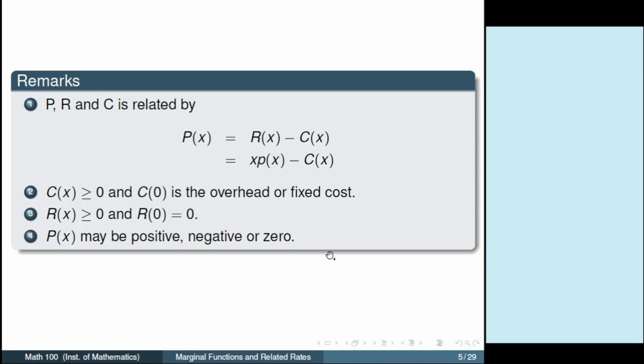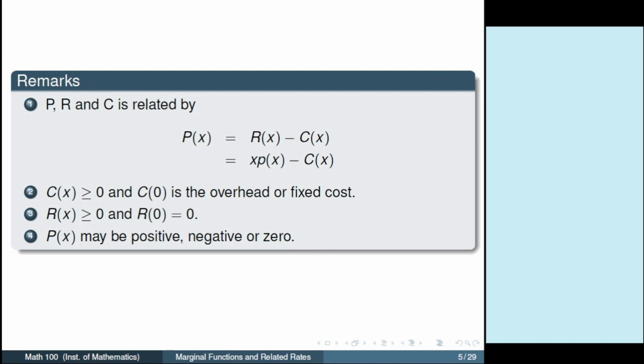And P of x may be positive, negative, or 0, unlike the R of x and C of x that's always greater than or equal to 0. If it's positive, then we have a gain. If it's negative, then we have a loss. And if it's 0, this is what we call the break-even point. That's the value of x when P of x equals 0. This is when revenue equals the cost.